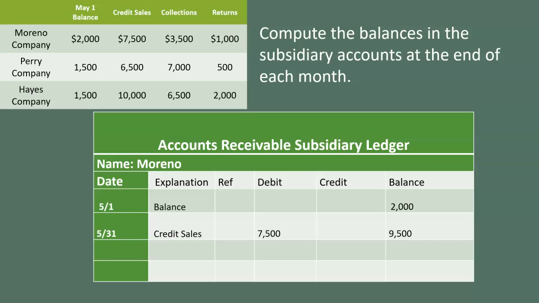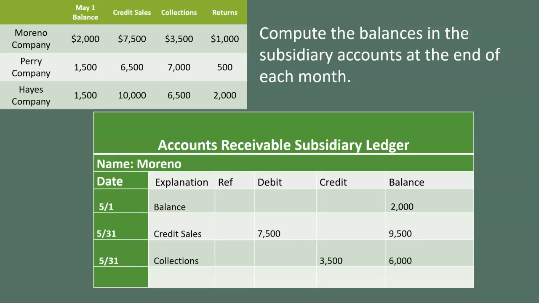So if they started at $2,000 and we just debited accounts receivable $7,500 here, that's going to increase the balance up to $9,500. We aren't done yet with Moreno, right? Because then we collected money from them. Collections is just them paying us back a little bit. So they paid us back $3,500 this month. So that's going to credit your accounts receivable. That's going to decrease the account balance. And so we see that there on that line.